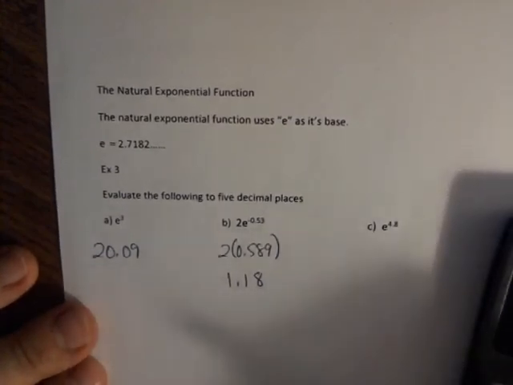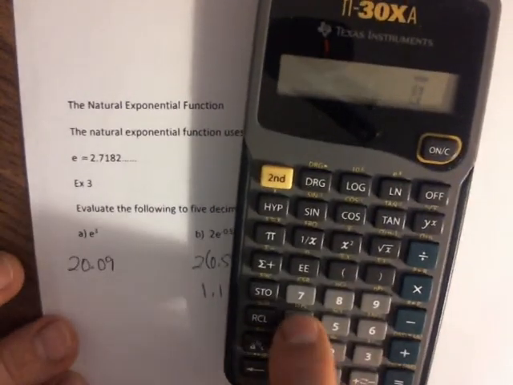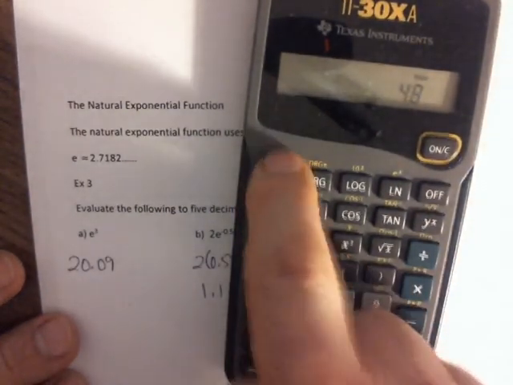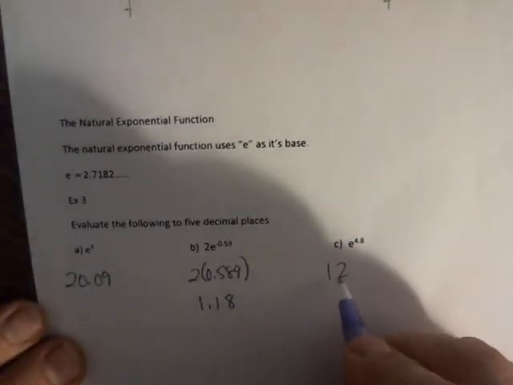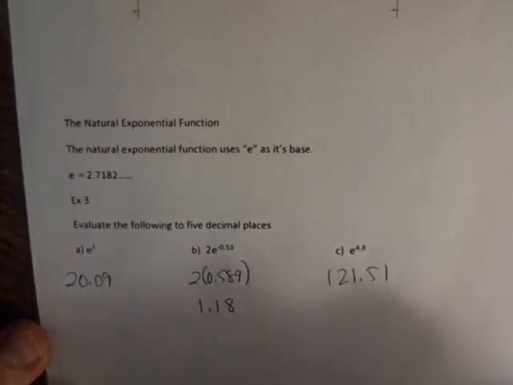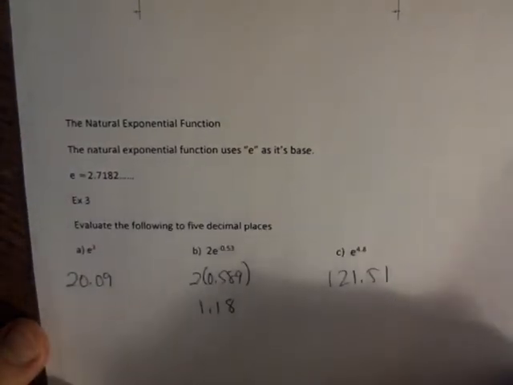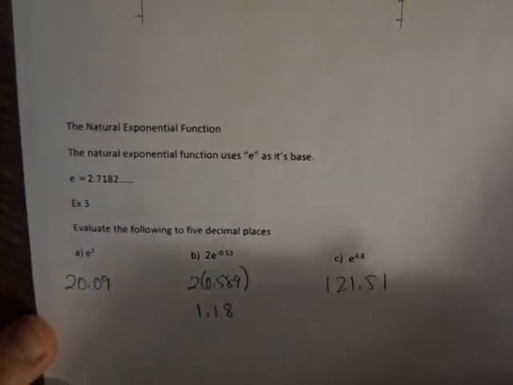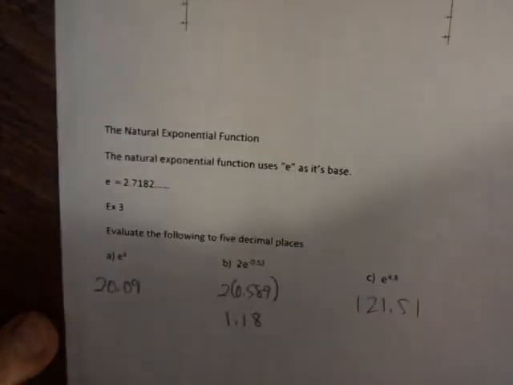Okay. The last one, e to the 4.8 power for this calculator here. I got to do 4.8 second e, and I get 121.51. Okay, so, you got to know how to use your calculator, especially in this section. So do lots of practice, bring it, and we'll do more of these in class. And that way you can get some good practice with me helping you.